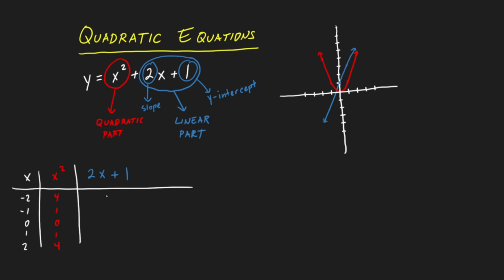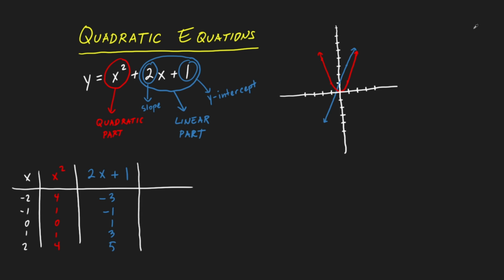And the value for this is going to be, so 2 times negative 2 plus 1, that's equal to minus 4 plus 1, that's equal to minus 3. And then 2 times negative 1, that's minus 2, plus 1, this is minus 1. And here, at 0, this is just going to be equal to 1. At 1, this is going to be equal to 3. And you see the trend now. Next one is going to be 5.